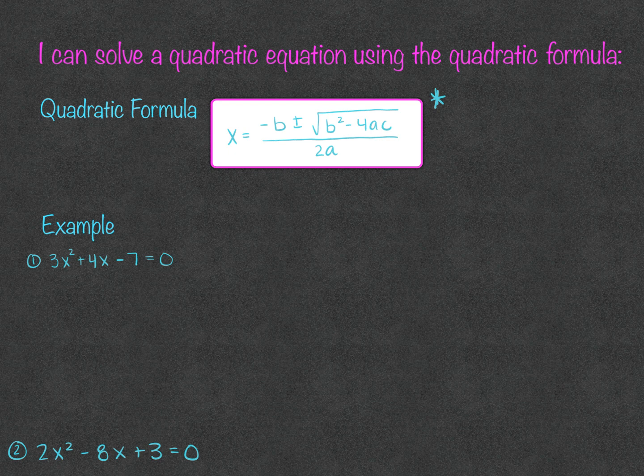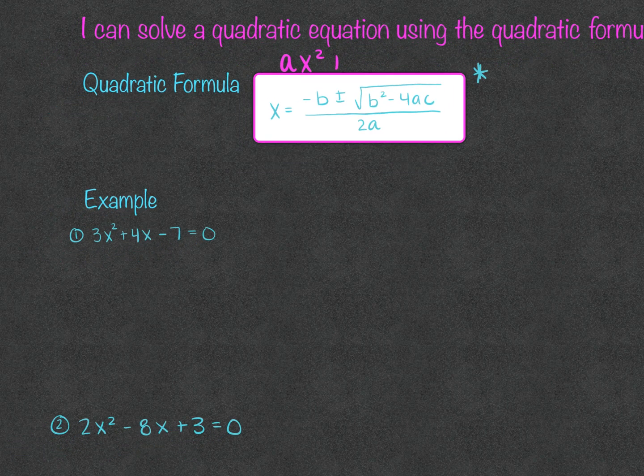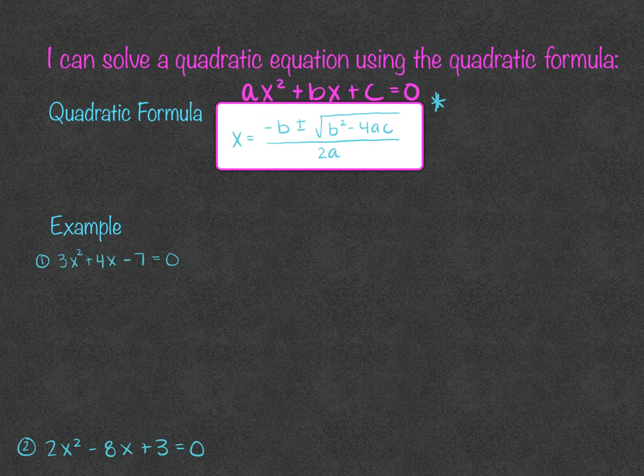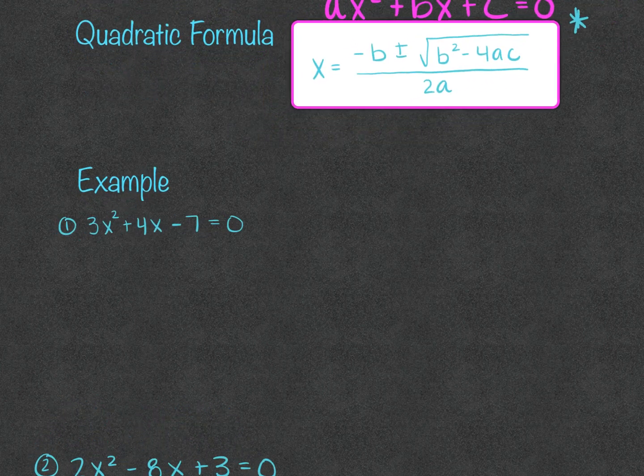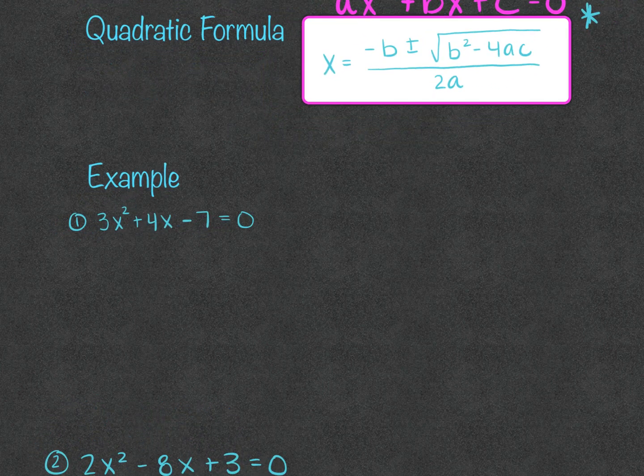Okay, so first of all, in order to use quadratic formula, we have to have our equations in the form ax squared plus bx plus c equals 0. Okay, so just like before, we need to move it so that all the terms are on one side and then it's equal to 0. Okay, so let's look at this first example. We have all of our terms on one side and it equals 0.